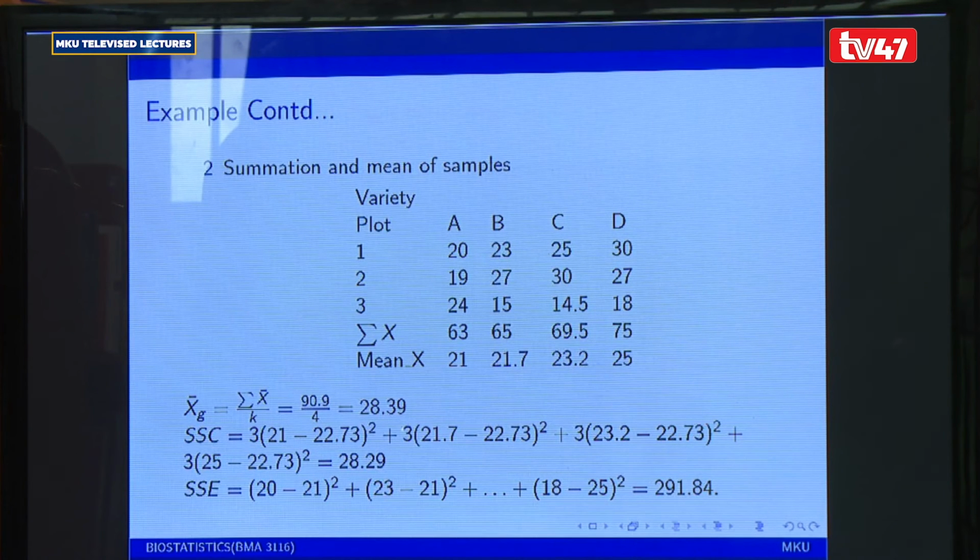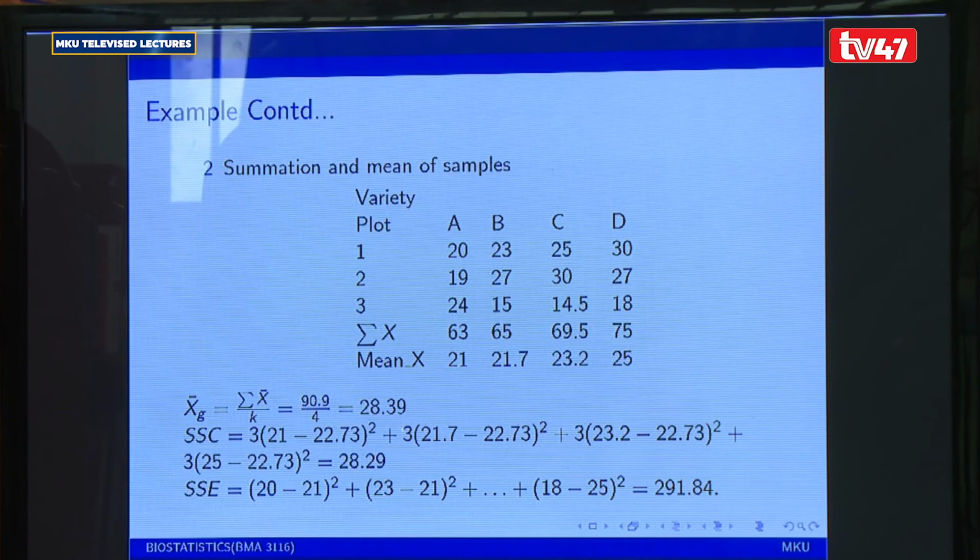We said SSC is being calculated by taking the difference between the sample means, that is 21, 21.7, 23.2, and 25, and subtracting the grand mean, which is 22.6. Then each of those is squared and multiplied by the total number of samples we are having. We are having 3 samples and 4 varieties. So this is the first sample, the second sample, and so on. So we'll take the plots as the samples.